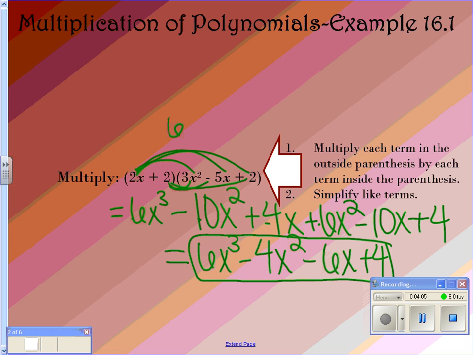1, 2, 3, 4, 5, 6. We started with 6 terms, so we probably multiplied correctly. So if you're worried that you forgot a term, see how many terms you should have, and then see how many you actually ended up with. 2 times 3. If it was three terms times these three, it'd be 3 times 3, 9 terms.